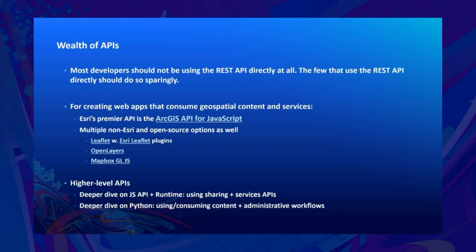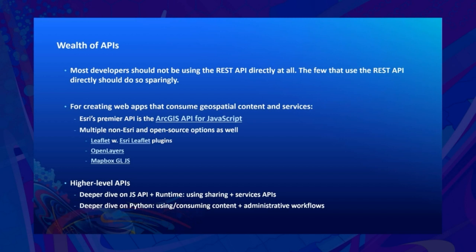When you're creating web applications, the premier API that we would suggest looking at is, of course, the ArcGIS API for JavaScript. This is really the full-fledged option for building modern web applications against ArcGIS Enterprise, as well as ArcGIS Online. But there's also multiple non-Esri options, both commercial and open source options. Some popular open source choices are things like Leaflet, OpenLayers, and Mapbox GL JS, all three of which have bindings that allow you to use ArcGIS-based map services and feature services.